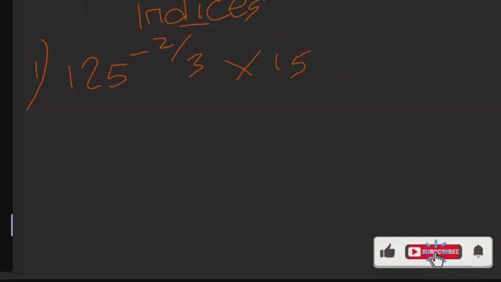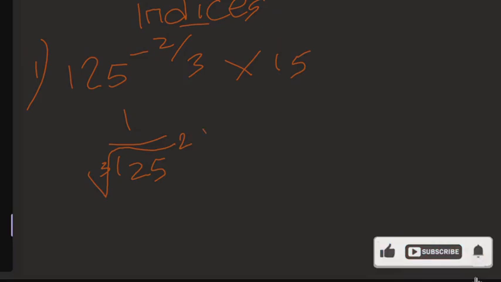Now we already established that when you have a negative sign as the power, we take the inverse of the number. So what's the inverse of 125? The inverse is just 1 over 125. That's it for that. Now the next thing we'll consider is the fraction as the power. So it's not just negative as a power, it also has a fraction as a power. We established that when we have a fraction as a power, the denominator of the fraction is the root. So this will be the third root of 125, and then the numerator is the power, raised to the power of 2.